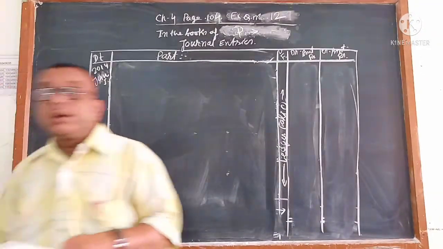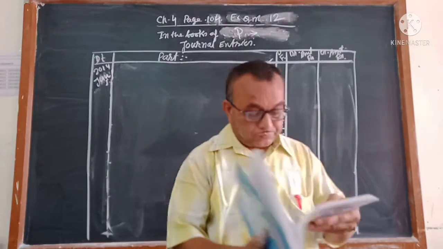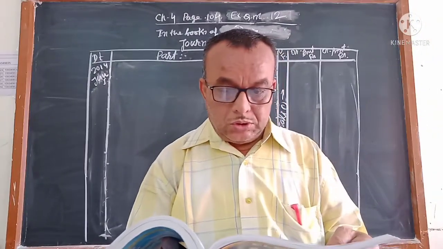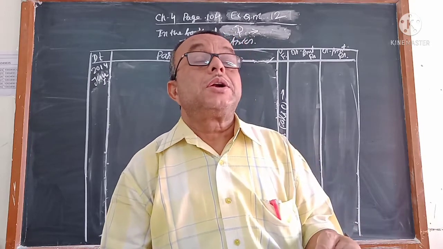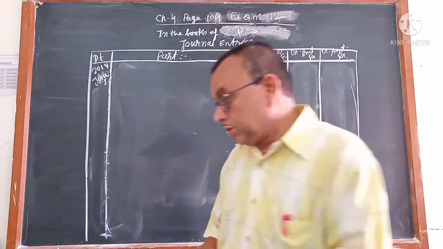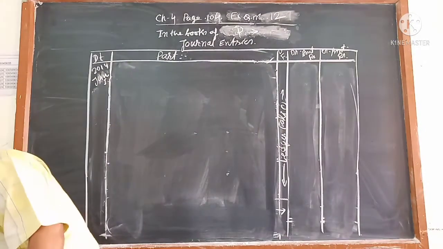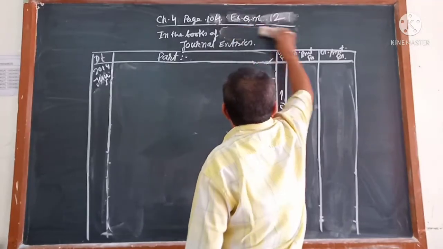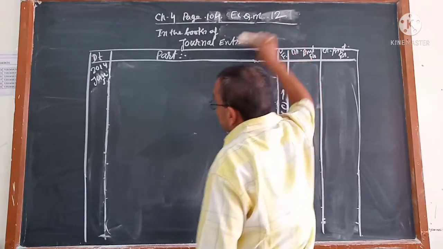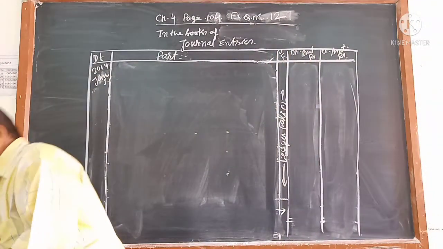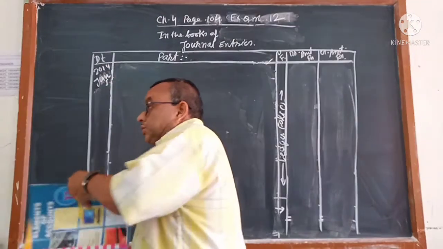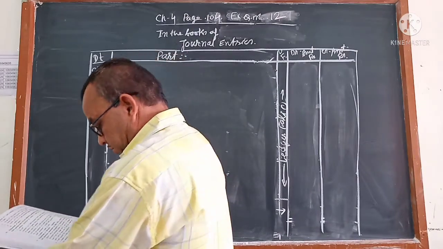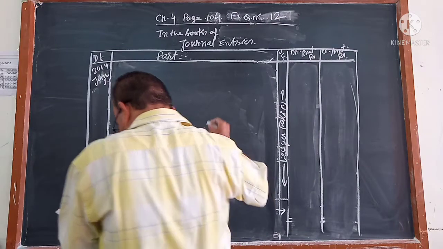Before explaining this question, both cash discount and trade discount are given. So I want to explain first, before starting this one, what is called trade discount and what is called cash discount, and which discount you are going to write and how much you are going to write. This all I have to explain.